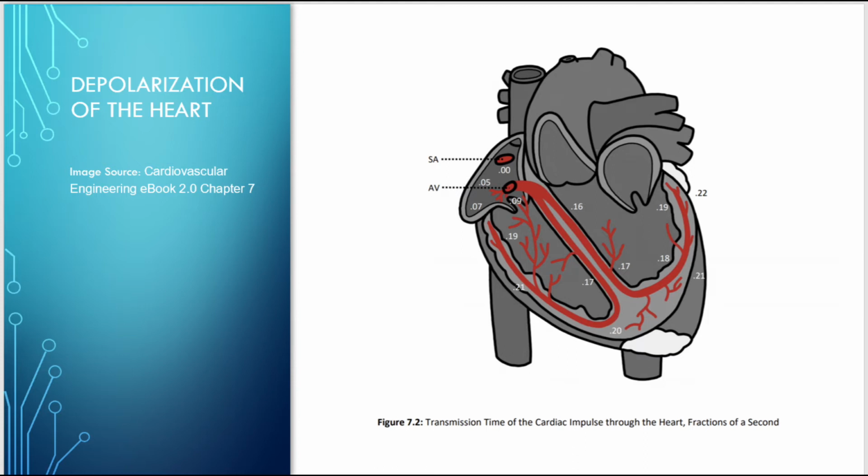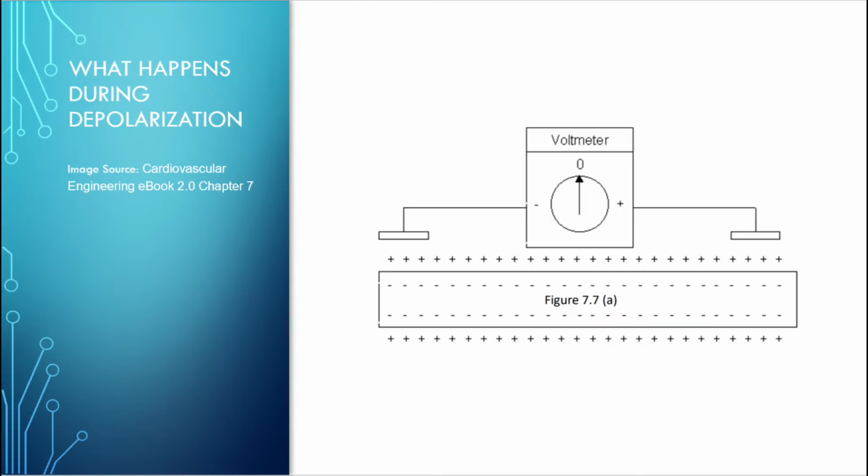There is a large delay in the AV node from 0.04 to 0.16 seconds. We can also see the depolarization through the bundle of His is rapid. Next, I'm going to talk about what occurs during depolarization. At first, the SA node is more negative inside than it is on the outside. This represents the resting membrane potential, and the surface potential from one end of the cell to the other is 0. The rectangle represents the syncytium, where it is negatively charged on the inside and positively charged on the outside.